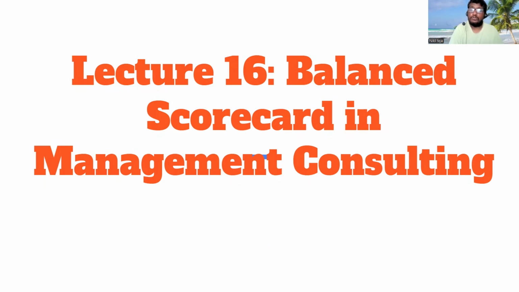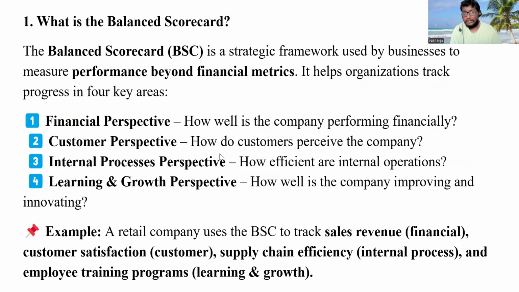The balanced scorecard is useful for internal analysis of an organization. But the difference between the McKinsey 7S framework and the balanced scorecard is that the balanced scorecard measures the internal performance of an organization with the help of key performance indicators as well as some metrics. We will learn some more about it in this video.